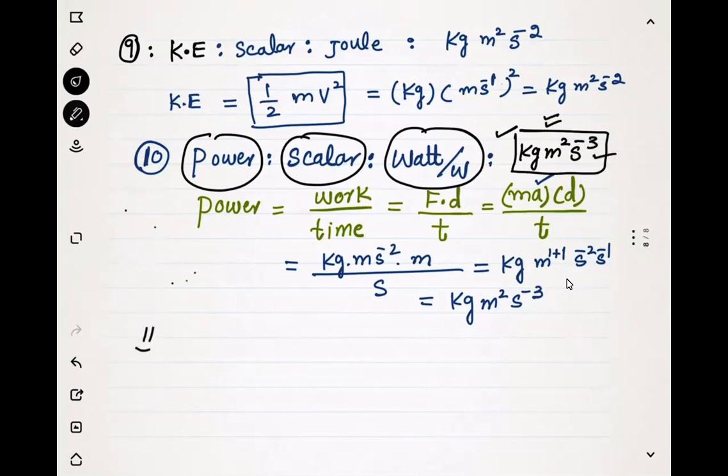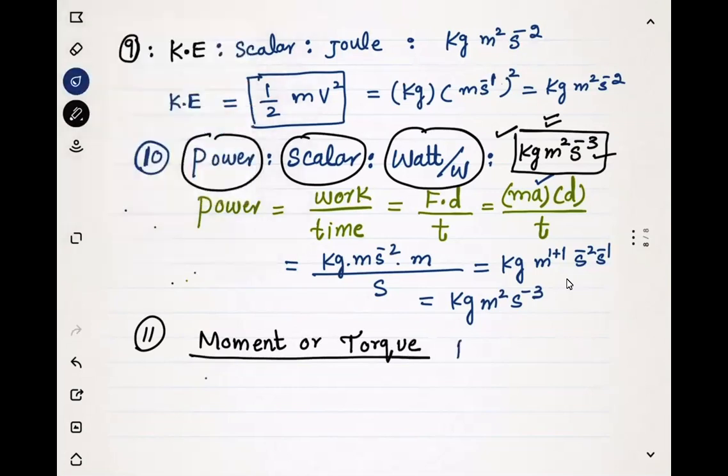Quantity number 11 is moment or torque. It is a rotating effect of force. I will say rotating acceleration, basically. Rotating acceleration or rotating deceleration. So for rotational objects, acceleration or deceleration is called moment.